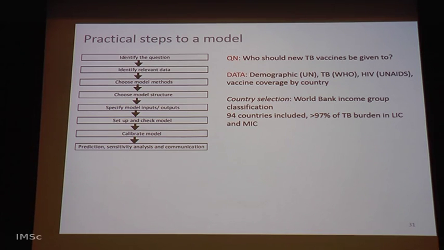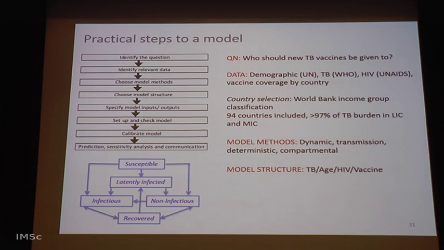So we identified the question, we identified the data. We decided that we needed to do a dynamic transmission model, but because we were dealing at the country level, we could make it deterministic. And we decided to go with the compartmental model. So it looked something like this. Compared to the other TB models that you've seen, it was slightly more simplified, sort of in the middle of all the complexity that I showed you. But we included in here the idea of having infectious and non-infectious individuals. And we included the recovered class here because this is where we put our vaccines.